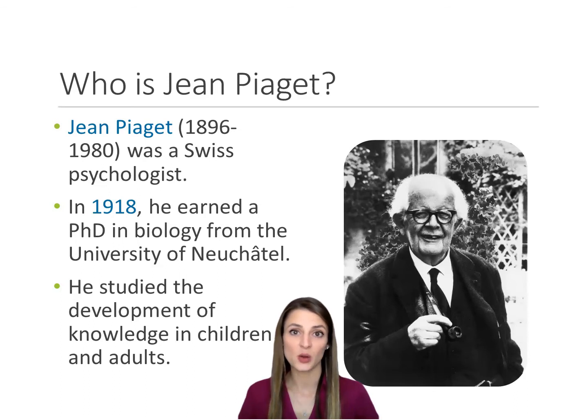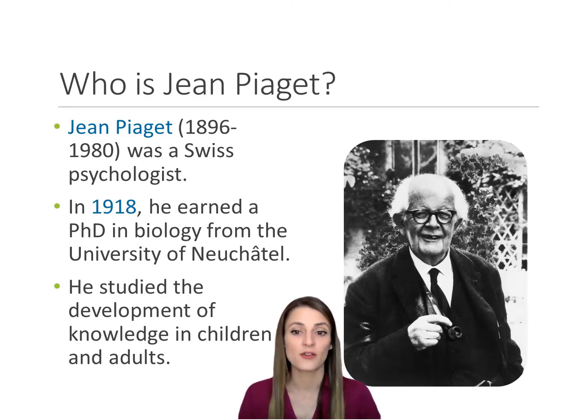Jean Piaget was one of the earliest contributors to cognitive psychology. He's also one of the more famous psychologists. I'm sure many of you recognize his name. He was born in Switzerland and trained at the University of Neuchâtel. He earned his PhD in biology in 1918. He contributed an enormous amount of information in terms of human development to the field.